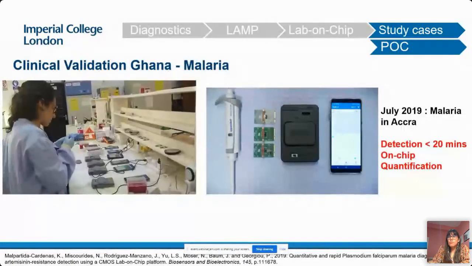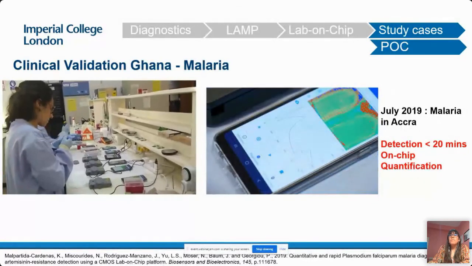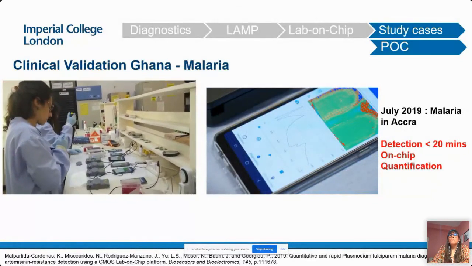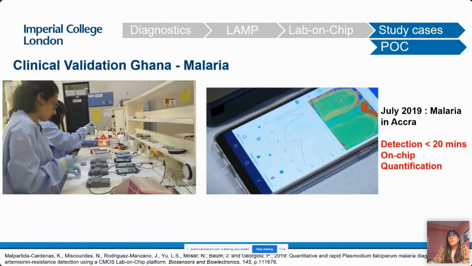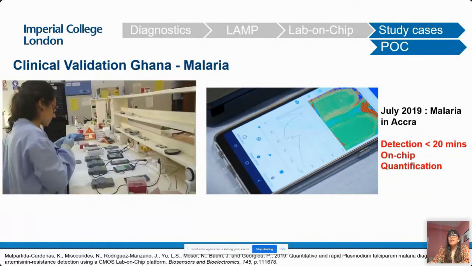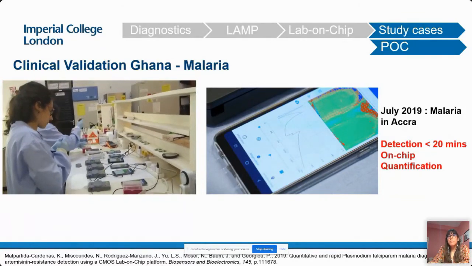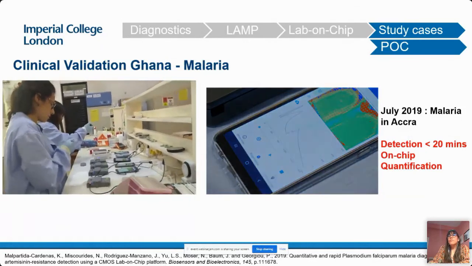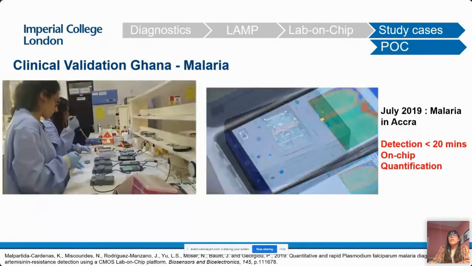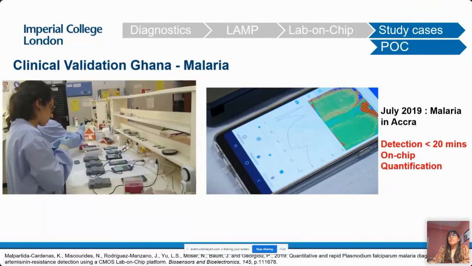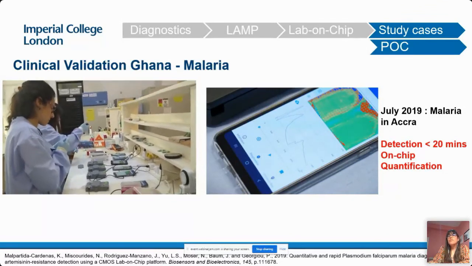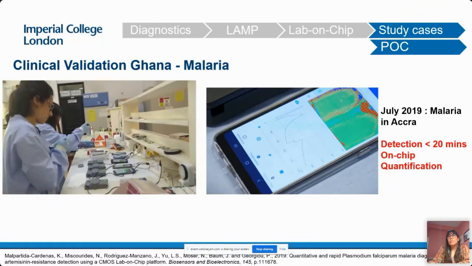And next, I'm going to play 2 short videos. So this is from 2019 when we brought Livestream to Ghana to validate its performance for detection of malaria. And detection and quantification was performed within 20 minutes. And here you can see us testing several devices and also the real-time detection in the mobile phone application.